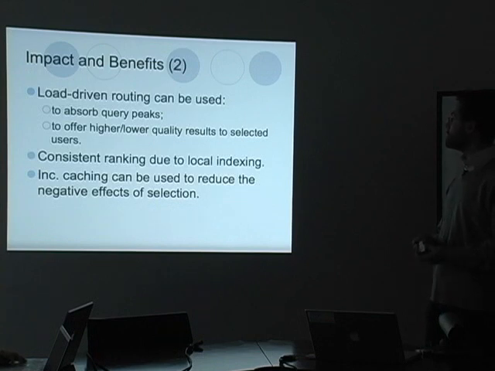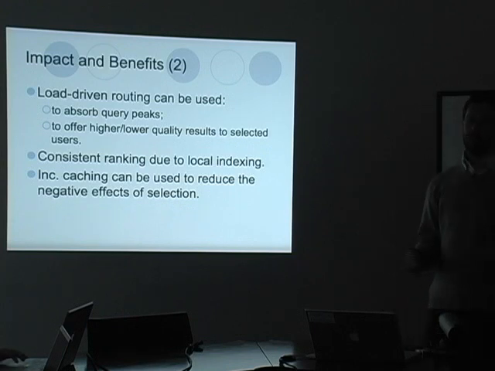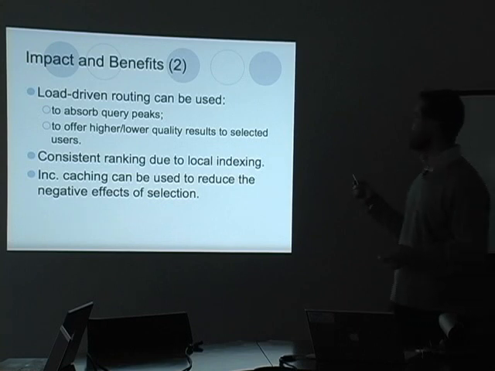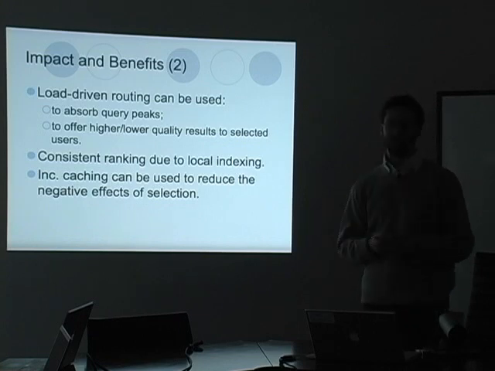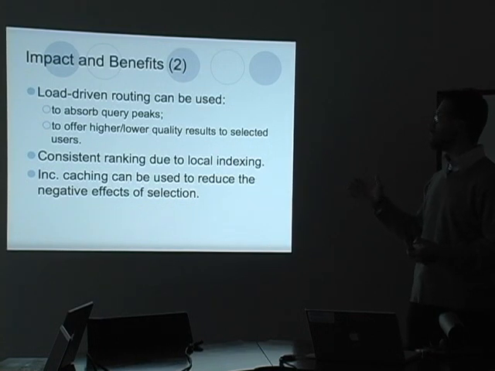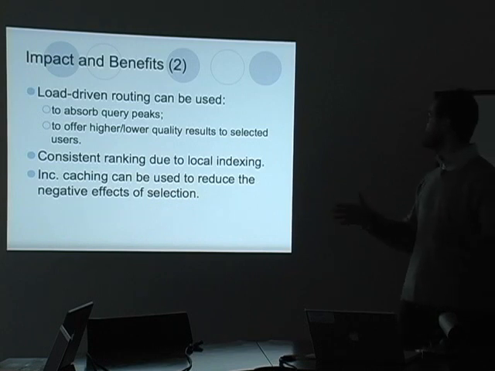Also, this can be interesting because the load-driven routing can be used dynamically. So if there is a peak load or if some machines are failing or whatever, you can use this strategy to reduce the computing load to accommodate more users, more queries. Another interesting thing is that even if you're using collection selection and you're using servers independently, there are ways to have consistent ranking. So when you get results and you merge them out of the servers, the results are actually consistent with what you would get with a full centralized index.